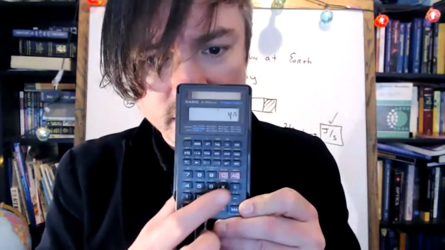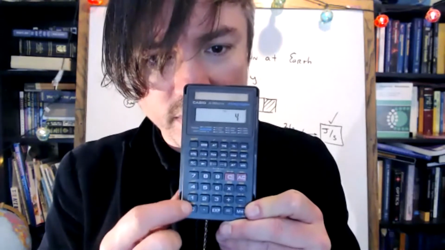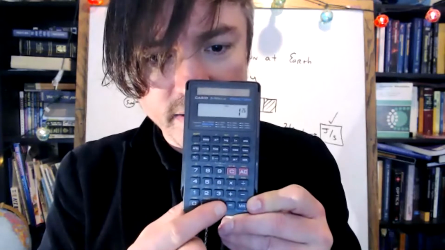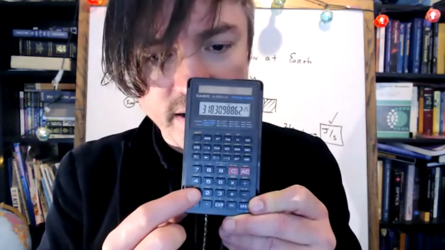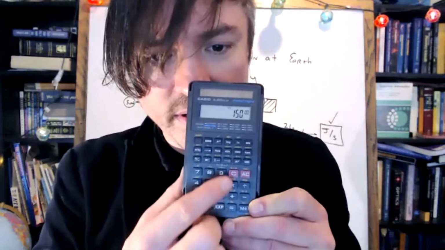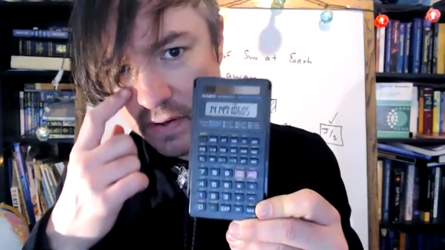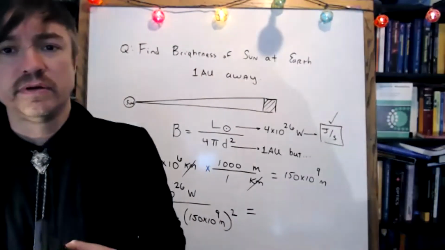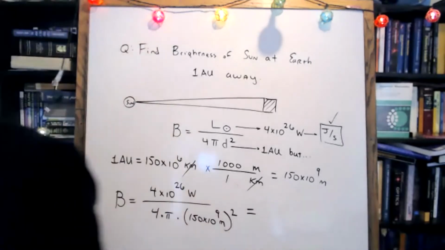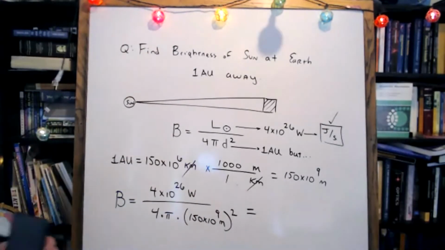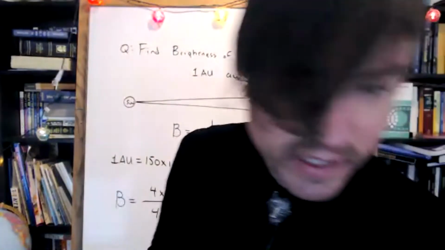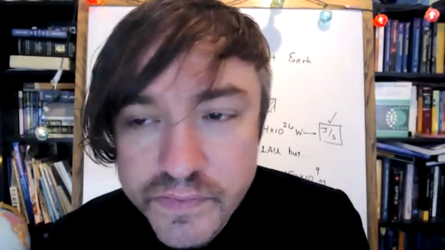4E26 divided by 4 divided by pi divided by 150 exp 9, square that dude, and then equals. Did it work now? I'm making the rookie mistake of multiplying by 10 and then adding the exp 26. Oh, what the hell? Yeah, we're way past rookie mistake. Just exp. Rookie mistake. There is no more times 10 in this class. There's only exp. I accidentally put the parentheses in.